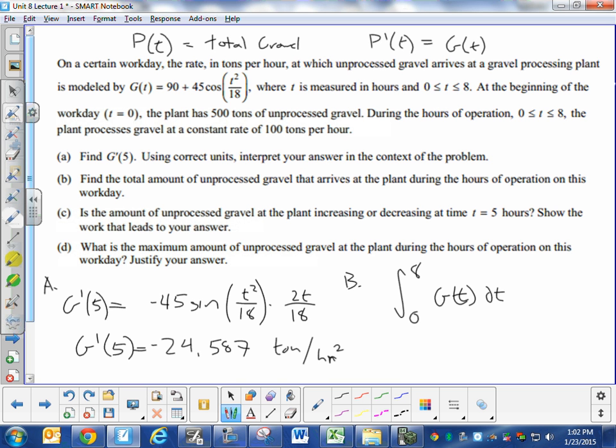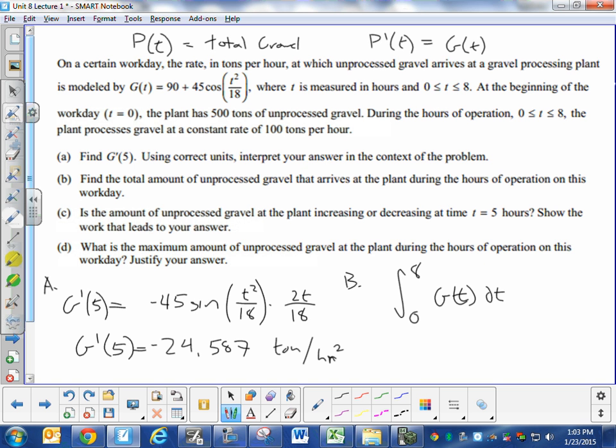All right, part C. Is the amount of unprocessed gravel at the plant increasing or decreasing at time t equals 5 hours? Show the work that leads to your answer. They have 100. Yes, that's exactly what you're doing. Are we increasing or decreasing?